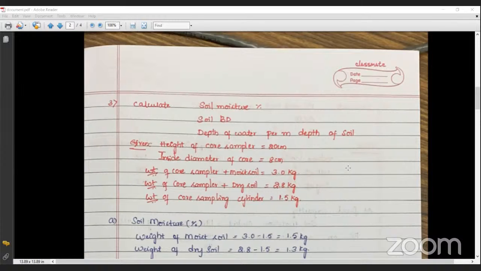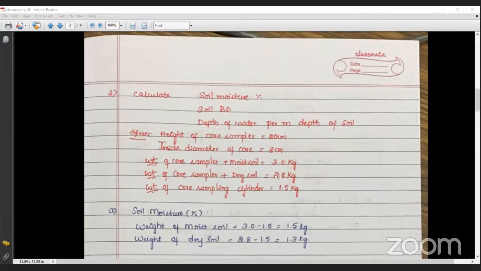Here, what are these parameters? What have they given? I think you all have worked with the infiltrometer, right? In that, what is the height of the core sampler? The height of the core sampler is 20 centimeter. The inside diameter of the core is 8 centimeter. Then the weight of the core sampler plus moist soil is 3 kg. The weight of the core sampler plus dry soil is 2.8 kg. The weight of the core sampling cylinder is 1.5 kg.